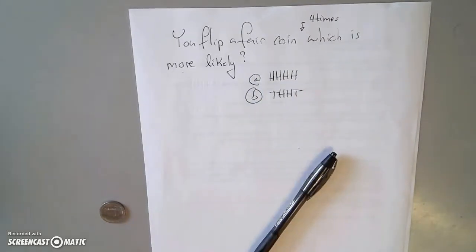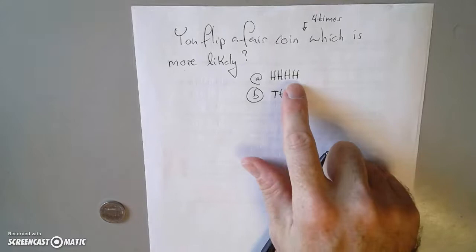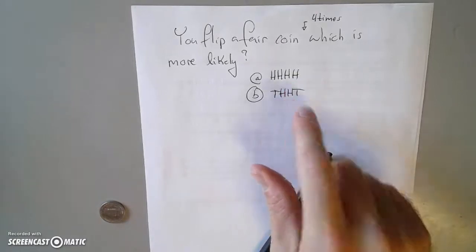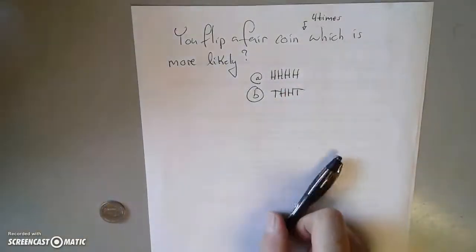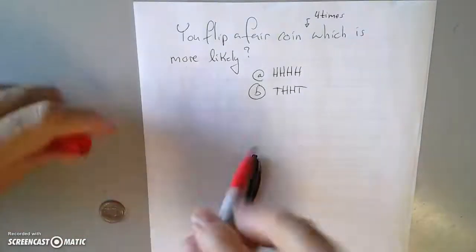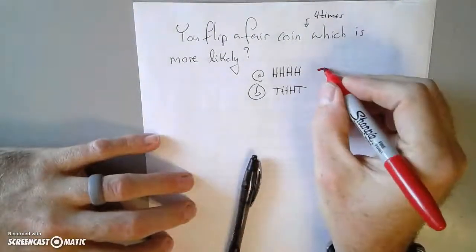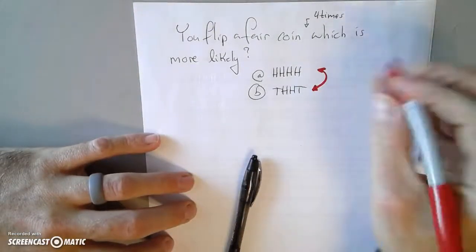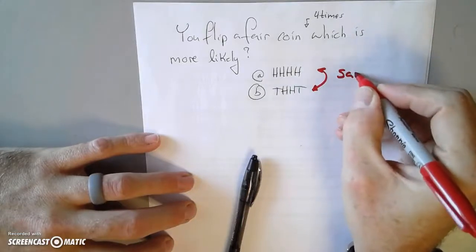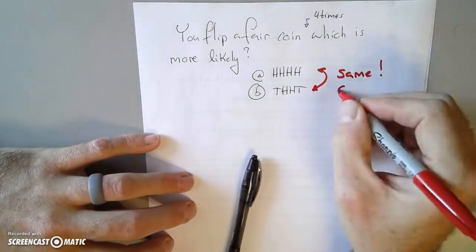You flip a fair coin 4 times. Which of the following is more likely? A, they have all 4 heads, or B, tails, heads, heads, tails? What do you think? A or B? Or, darn trick questions, they're the same odds.